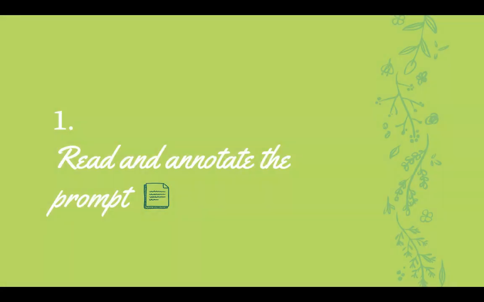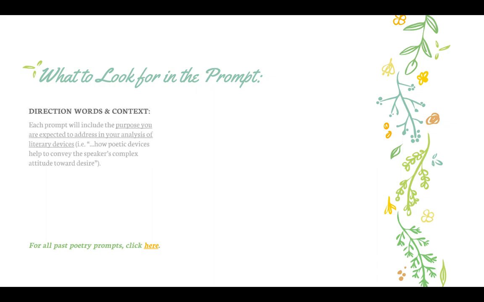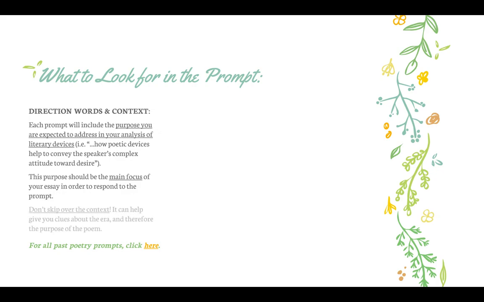So for the first step, reading and annotating the prompt, a few things to look for in the prompt. There will be a lot of direction words and context, so each prompt will include the purpose you are expected to address in your analysis. So for example, it might ask you to show how the poetic devices help to convey the speaker's complex attitude toward desire. A lot of times people do a good job of identifying literary devices, but not of showing how those contribute to the specific purpose the prompt is asking you for. And that purpose really should be the main focus of your essay in order to respond to the prompt.